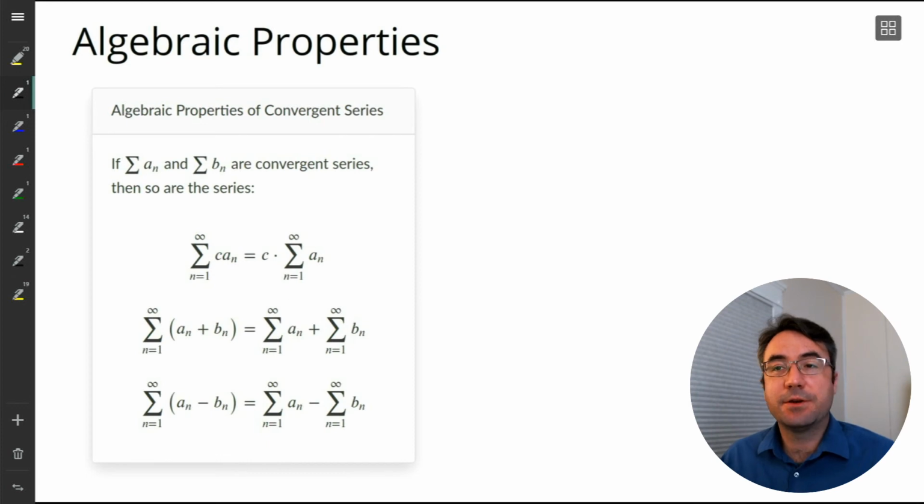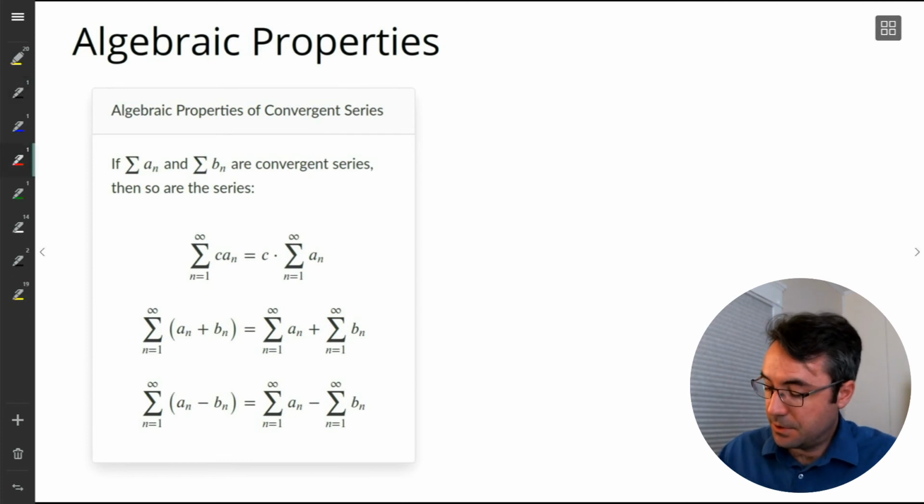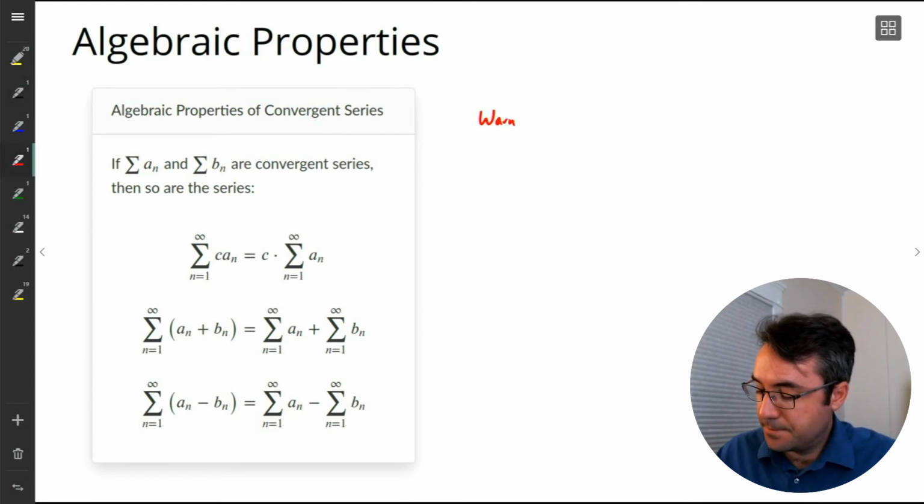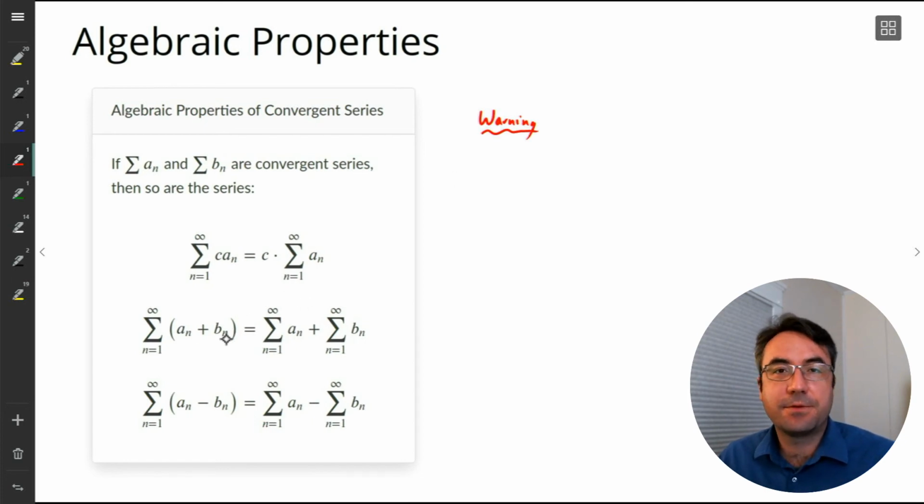But really what we're doing here is just looking at different ways of combining convergent series. And notice, a little bit of a warning, there's no rules here for multiplication or division. So this only works for constant multiplication, addition, and subtraction.